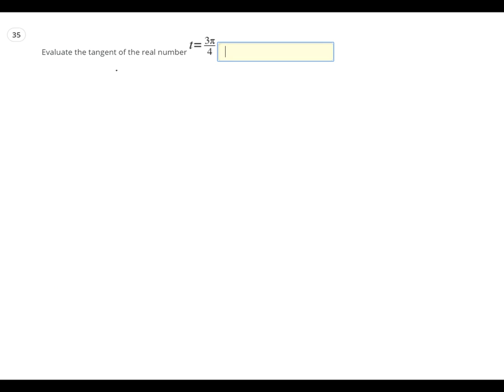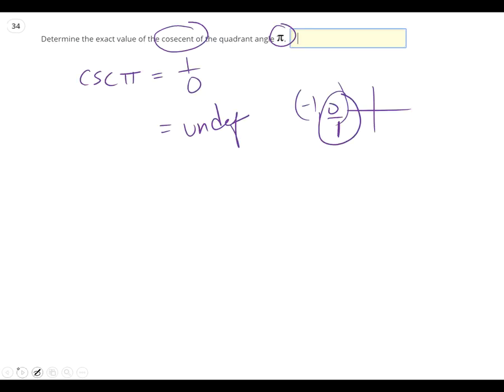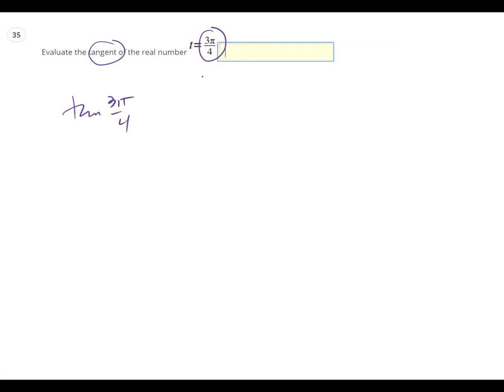Okay. What is this one really asking us to do? Yeah, they're asking us to do that. Okay. All right, so 3 pi over 4. Value at 3 pi over 4. And the cosine, what does that reduce to?